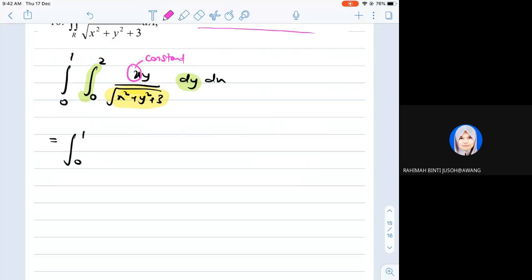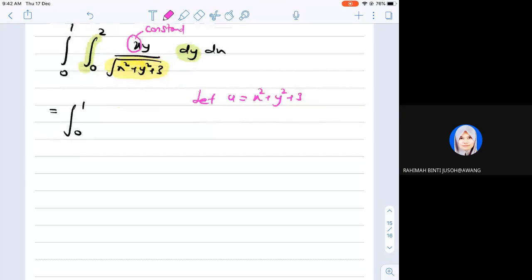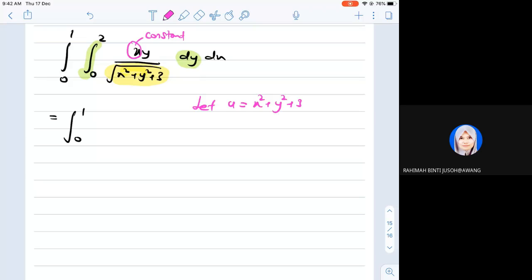We use a substitution. Let u equal x squared plus y squared plus 3. You need to copy this down. Now we differentiate u with respect to y. You must treat x as a constant, at the same level as 3, just a number. So we just consider y. Differentiating y squared, we get 2y dy. Therefore dy becomes du over 2y. So that settles the substitution.